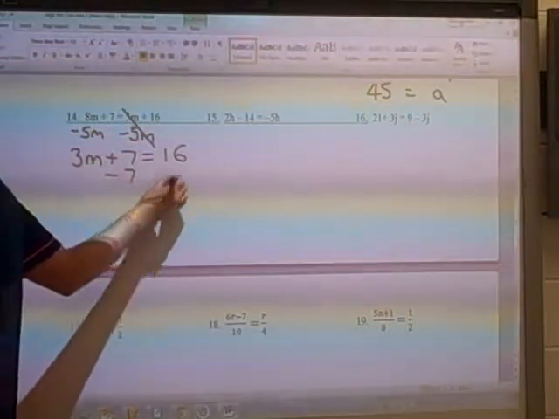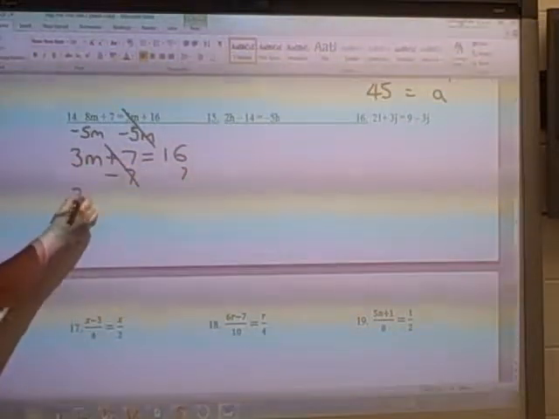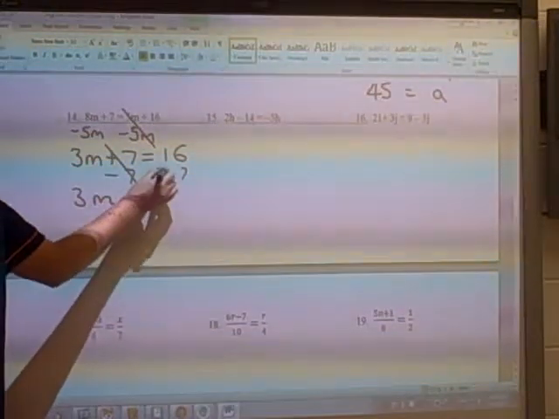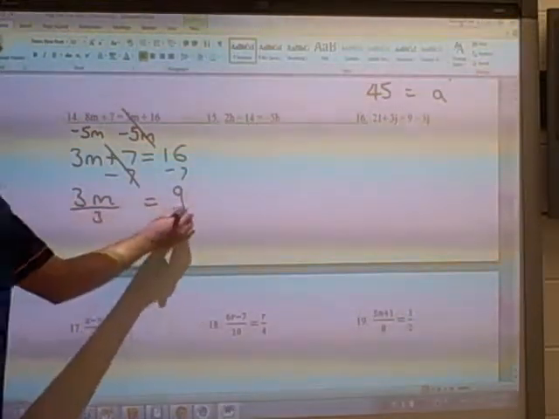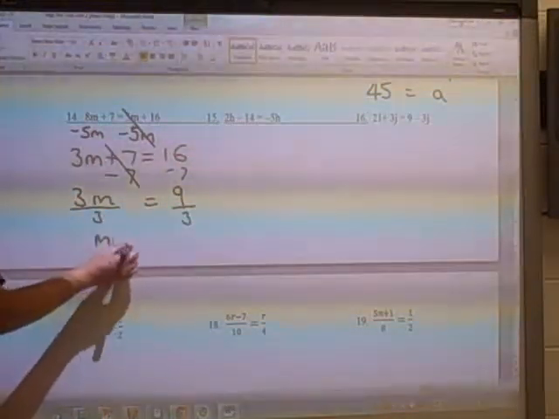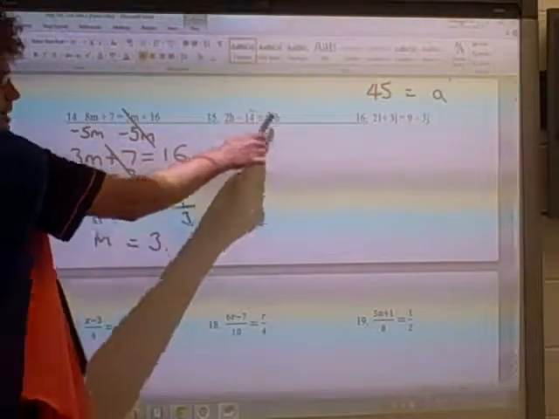Subtract 7 from both sides, because I'm trying to leave my m's by themselves here. That's going to cancel, and 16 take away 7 is 9. Easy step now. Divide both sides by 3. So m equals 3.